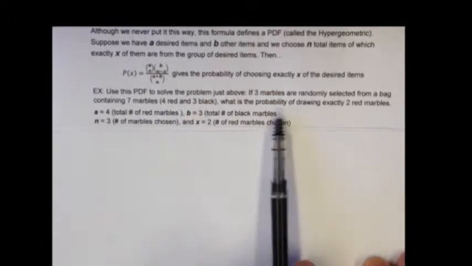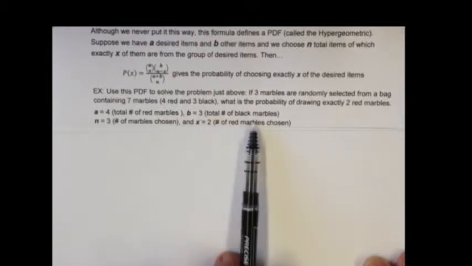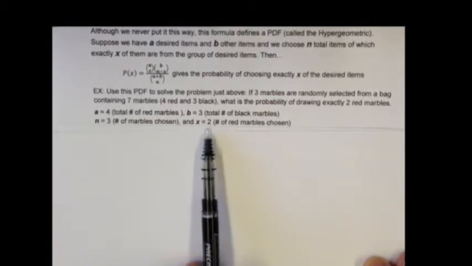We still have 3 marbles to be selected from a bag. There's still 4 red and 3 black, and we want to find the probability, just as before, of getting exactly 2 reds. So here A is the number of red marbles, because that's what we desire, red. That'd be 4. The rest of the marbles are the non-red ones. In this case, it'd be the black ones, it'd be 3. We're choosing 3 marbles, that's what the N is, and we want to know the probability of getting exactly 2 red marbles, so X is 2.